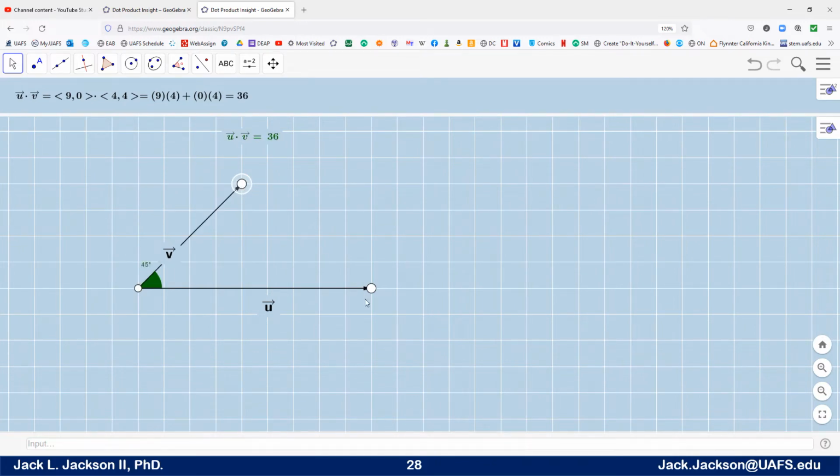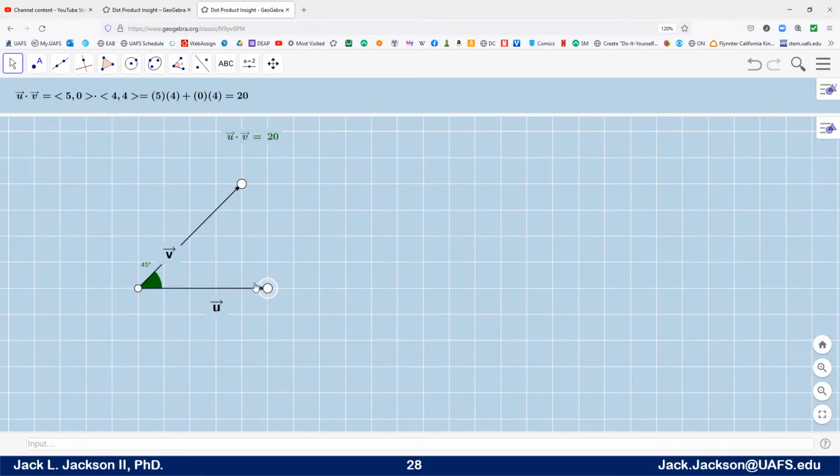Let's see if we can make some other kind of right angle. Where could I put it? Maybe... oh, there we go. Sure enough, now the angle is still a right angle, and the dot product is still 0, even though none of the components are 0.